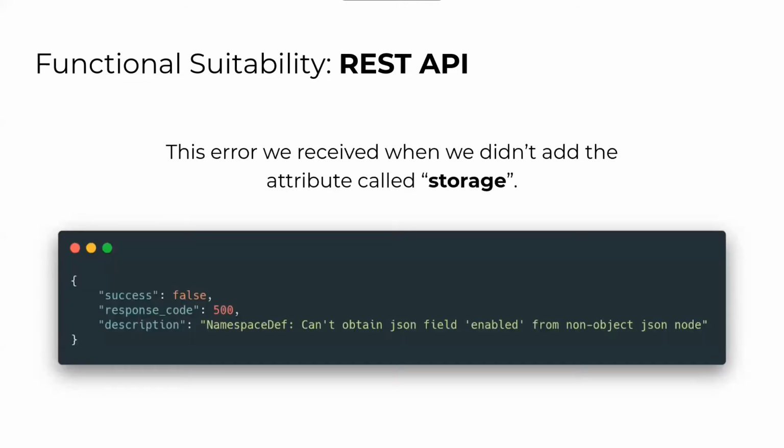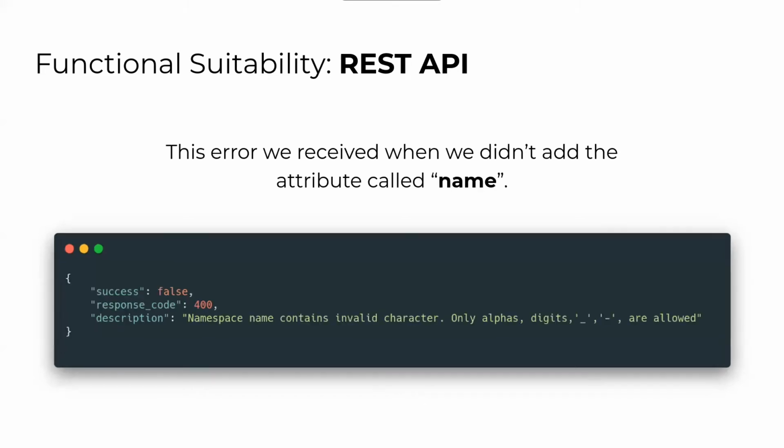For example, we tried using several endpoints, and we got some weird error messages. As you can see by the response code, these are 500 messages, which are not really expected. We also got some 400 messages, but the error descriptions were not really understandable for us. So some endpoints just behaved quite weirdly.